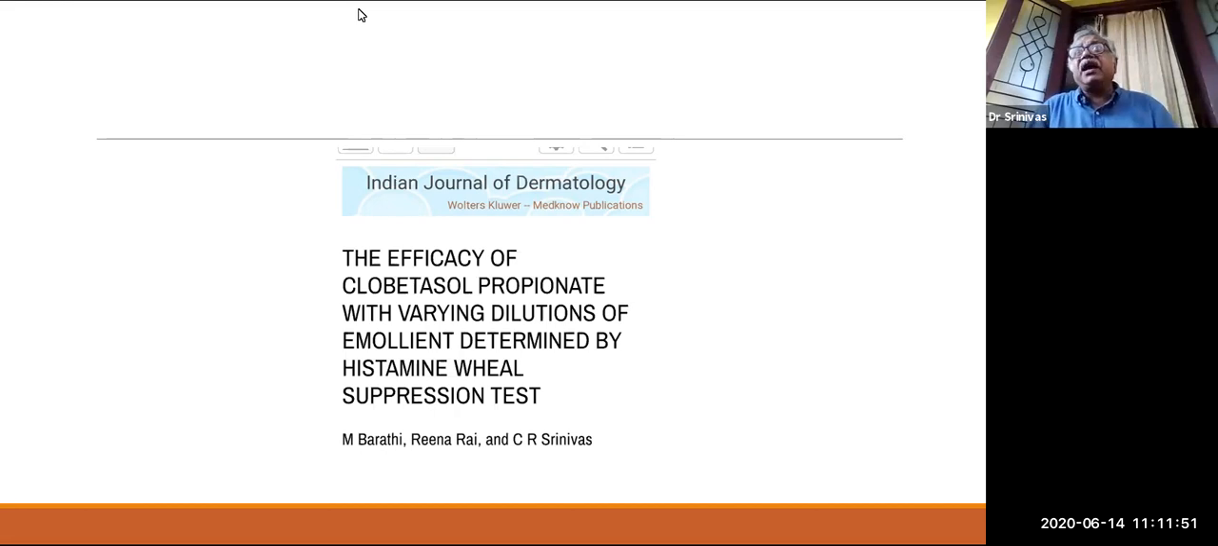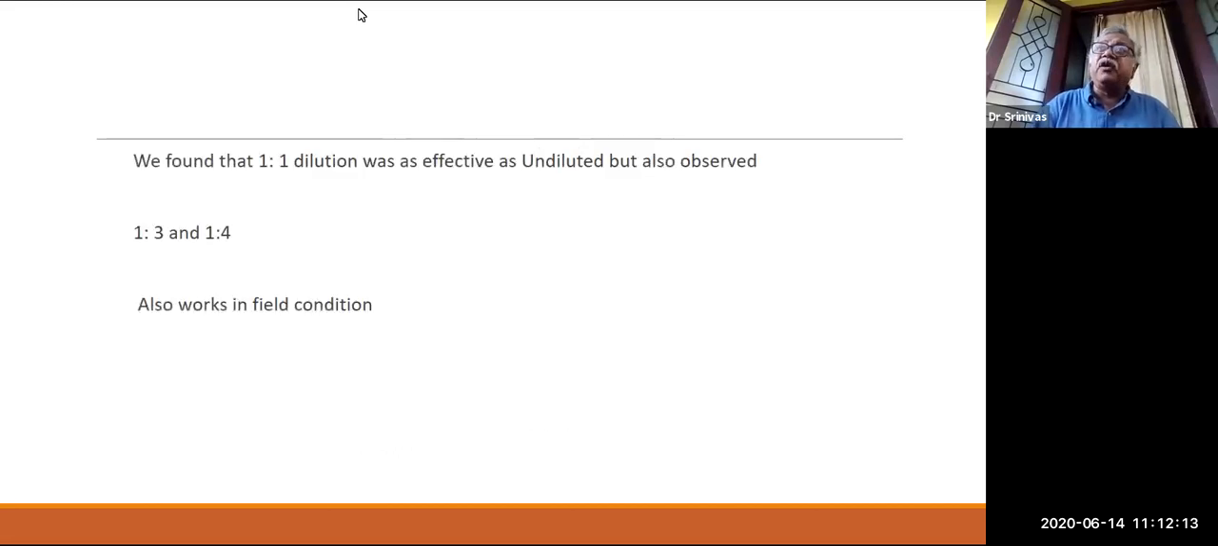Is there some way by which, when you look at a condition and you think that this person possibly requires systemic steroid, I can avoid systemic steroid in this person? Dilution is the answer. So we diluted the steroid with emollient moisturizing creams of various dilutions, 1:1, 1:2, 1:3, 1:4. And then we found that 1:1 dilution is nearly as effective as the regular steroid.